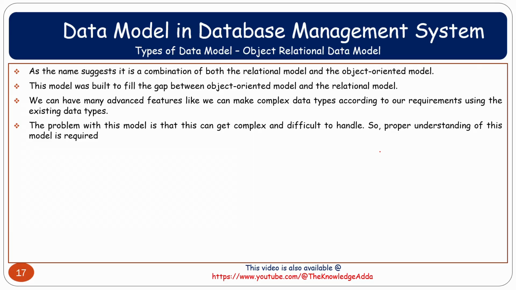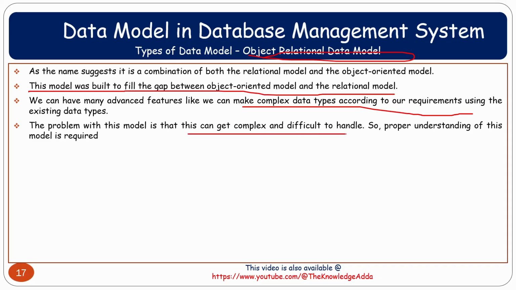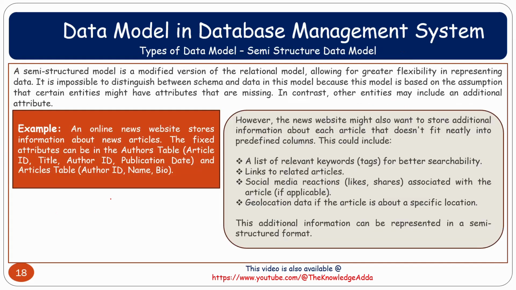Now talking about the object relational data model, as we can see by the name, this is a combination of the object oriented data model plus the relational data model. This model was built to fill the gap between the object oriented model and the relational model, and we can have many advanced features, like making complex data types according to our requirement using existing data types. The problem with this model is that it can get complex and difficult to handle, so proper understanding of this model is required. And currently we have no such idea about this model.